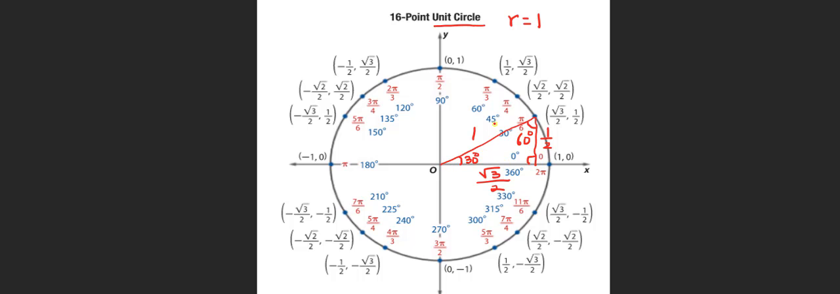If you use similar logic or reasoning, you could also get radical 2 over 2, radical 2 over 2, and so forth in the first quadrant.